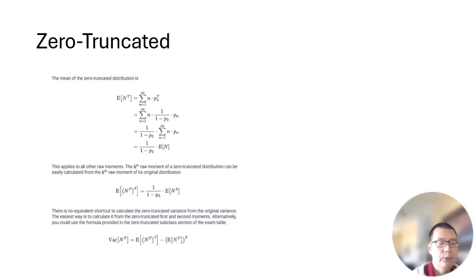There is no equivalent shortcut to calculate the zero truncated variance from the original variance. The easiest way is just to calculate from the zero truncated first and second moments. Alternatively, you could use a formula provided in the zero truncated subclass section of the exam table.